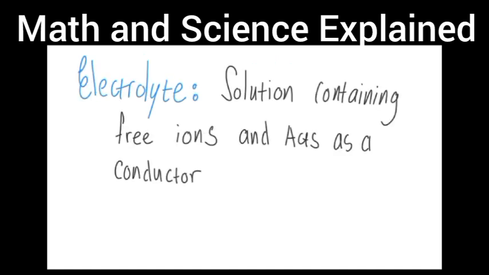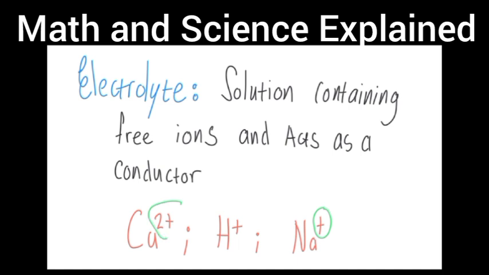The next definition we're going to look at is an electrolyte. An electrolyte is a solution containing free ions and acts as a conductor. Free ions involve anything with a positive charge and act as a monoatomic molecule, meaning there's only one atom. For example, sodium with a positive charge, copper with 2 positive charges, and hydrogen with 1 positive charge.